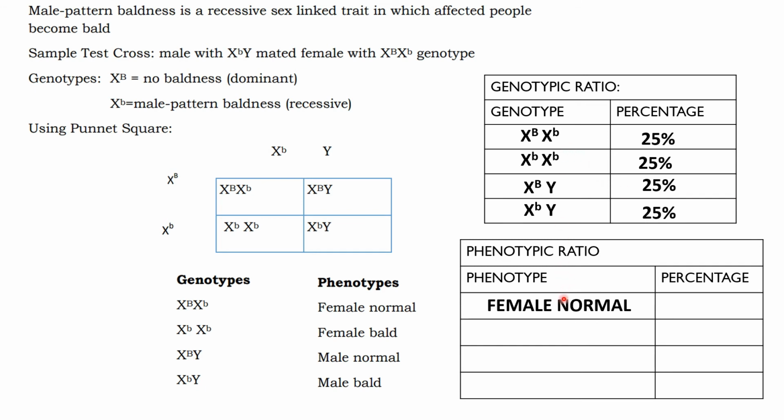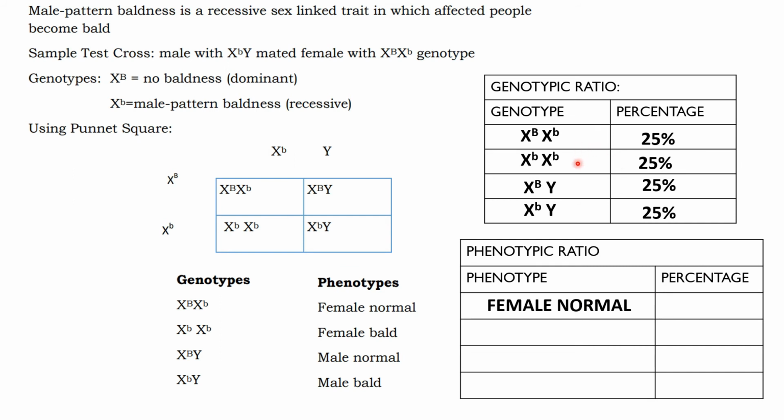The first one is female normal. So the first offspring is a female normal. How do we know from this information below? The first offspring is X big letter B and X small letter B. It represents female normal. So the first phenotype is the female normal.